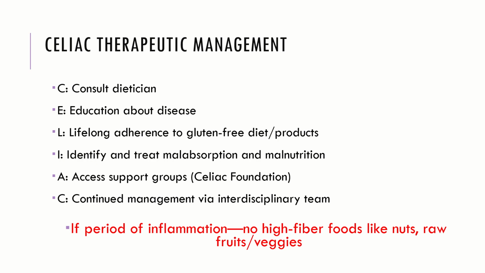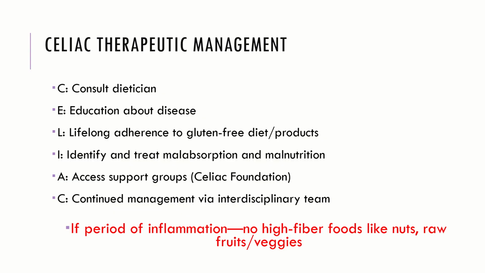A is for access support groups. The Celiac Foundation is a good resource for any of these patients, but there are plenty of support groups out there, so many resources in the community. C stands for continued management via interdisciplinary team, and so nutrition is going to be involved, maybe case management is involved. The RN is always going to be a good resource. You guys are going to be able to educate constantly anytime we see these types of patients, so everybody is going to be involved.